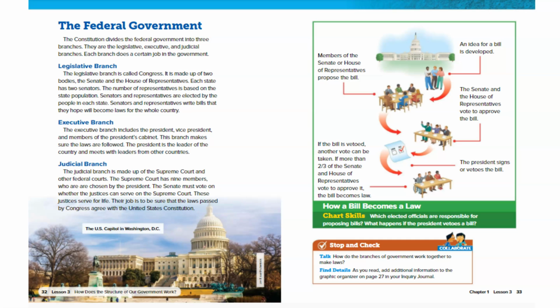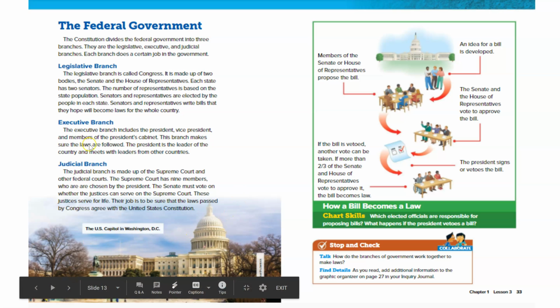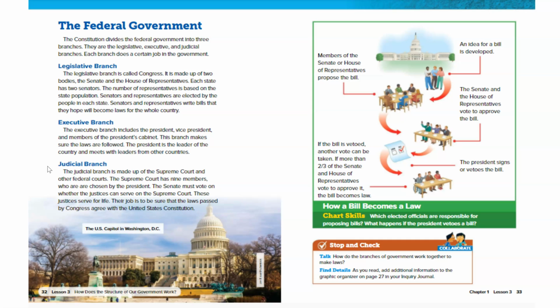What is the main duty of the executive branch? Pause right here to reflect. I'm sure that you determined the main duty of the executive branch is to carry out the laws of our country. Let's continue reading about the third branch of the federal government for our nation. That is the judicial branch.